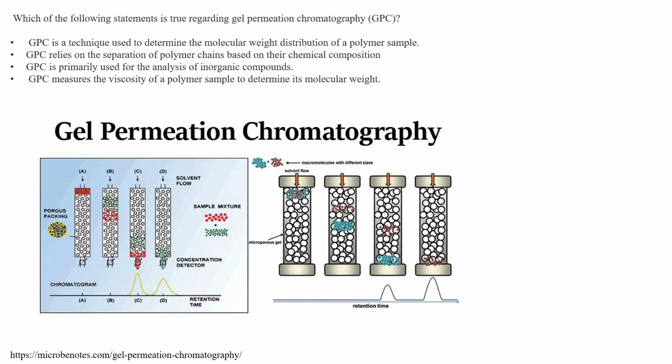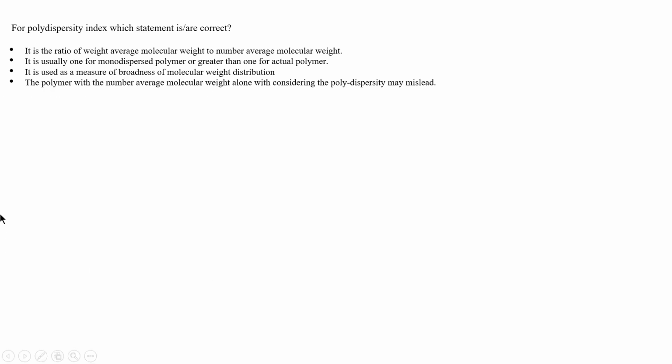So that's why you can see that the second option, it is usually 1 for monodisperse polymer, and that is for the ideal case scenario. If you are able to maintain perfect conditions and all the polymerization processes occur in a perfect manner, you will be able to achieve monodispersity in your polymer mixture.